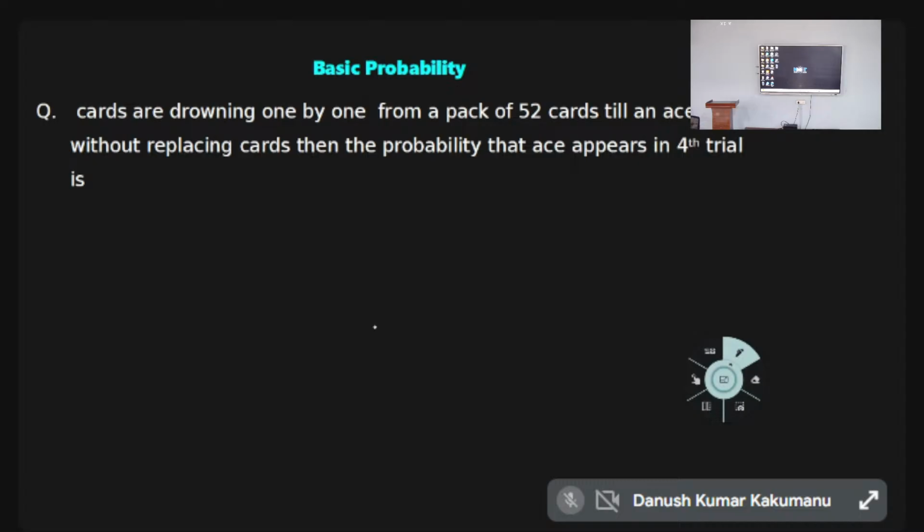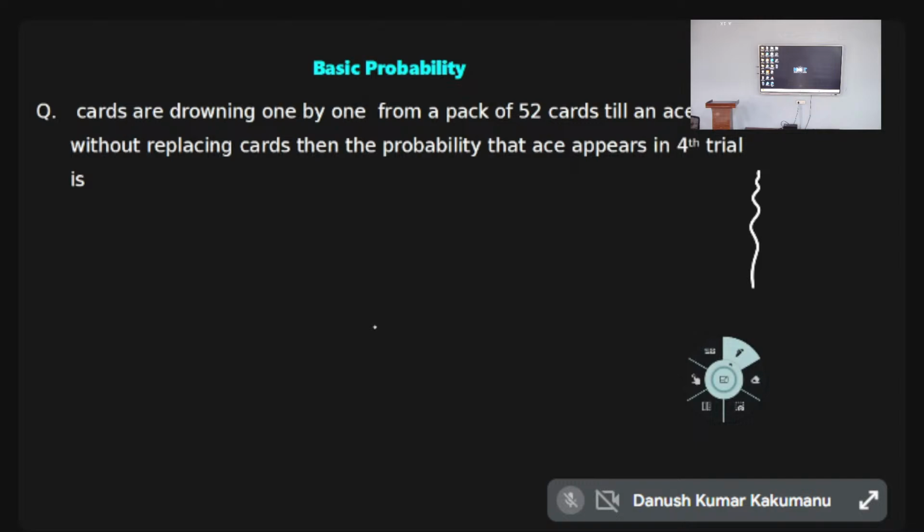Say this. All previous GATE questions only I am solving here, so try to follow in a clear cut manner. Cards are drawn one by one from a pack of 52 cards till an ace appears, without replacing the cards. Cards we are drawing one after the other. It is very important. If you draw at a time, or if I draw one after the other, the answer structure is different. Simple observation.